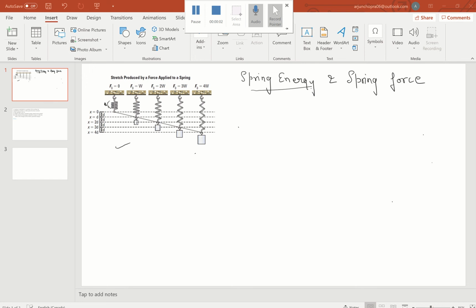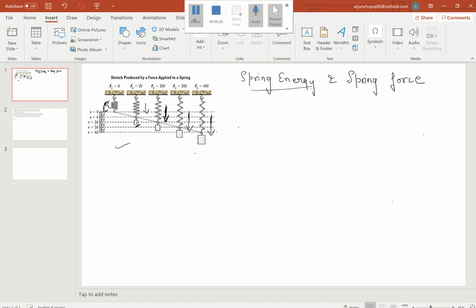Welcome back, friends. In today's class, I'll talk about the spring energy and spring force. So let's take a spring here. This is a closed coil spring. If I apply a certain amount of load, because of this load, the spring will get pulled in the downward direction. There will be an extension in the spring in the downward direction. If I keep on increasing the load, there will be more extension in the spring.